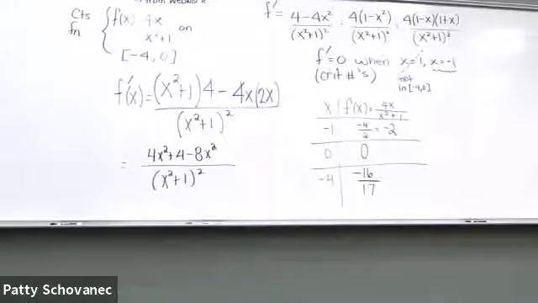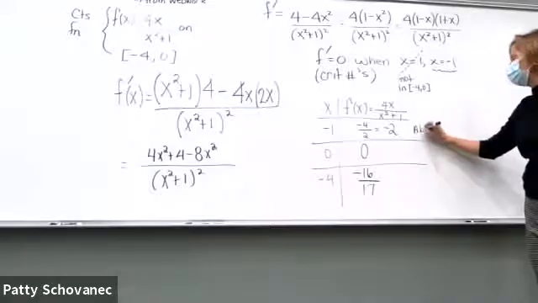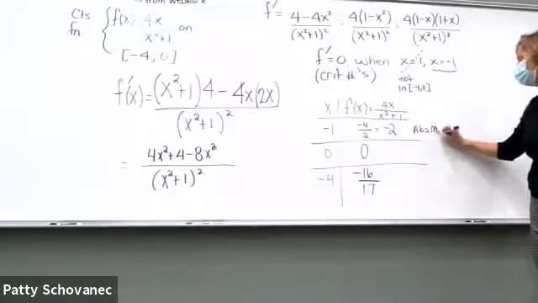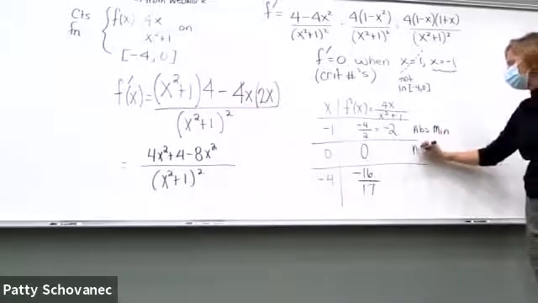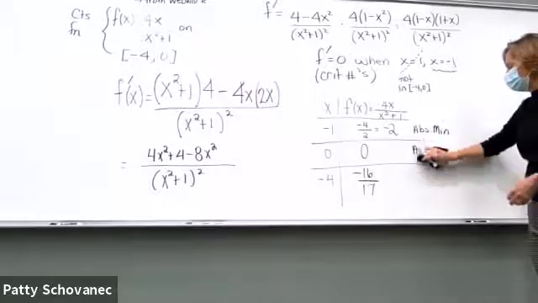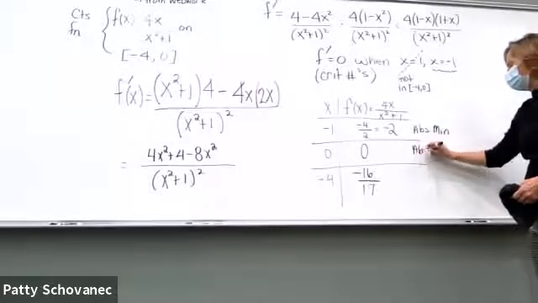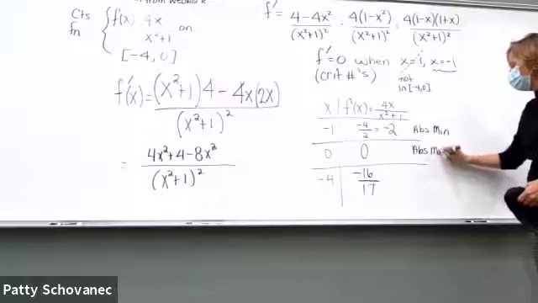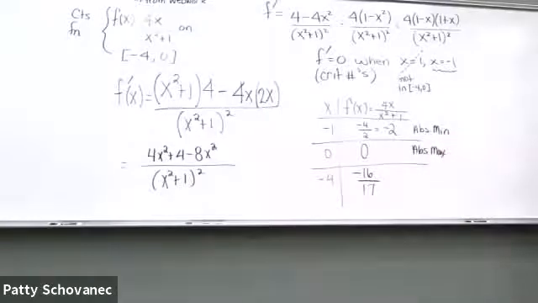So I'm looking at those three numbers: negative 2, 0, and negative 16 over 17. And my decision is that the negative 2 is the absolute minimum, and the 0 is the absolute maximum. Okay? Good. I'm glad we were able to do a quotient rule problem.